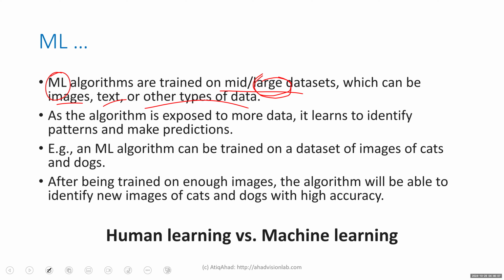As the algorithm is exposed to more data, it learns to identify patterns and make predictions. For example, a machine learning algorithm can be trained on a data set of images of cats and dogs. This is a very common example. I have the next lecture on cats and dogs. So if you love cats and dogs, then it will be easy for you to understand. After being trained on enough images, the algorithm will be able to identify new images of cats and dogs with higher accuracy.